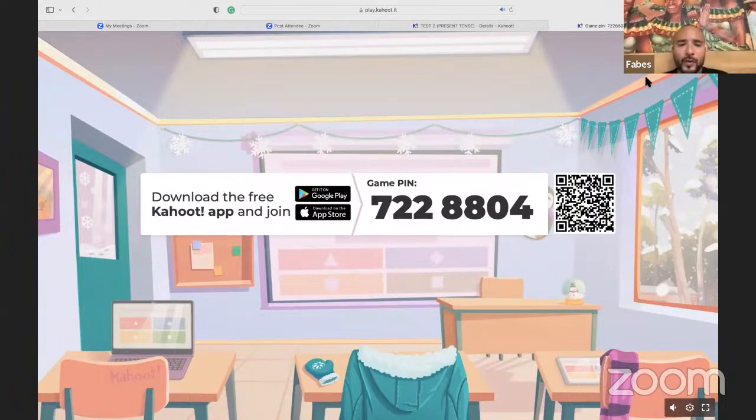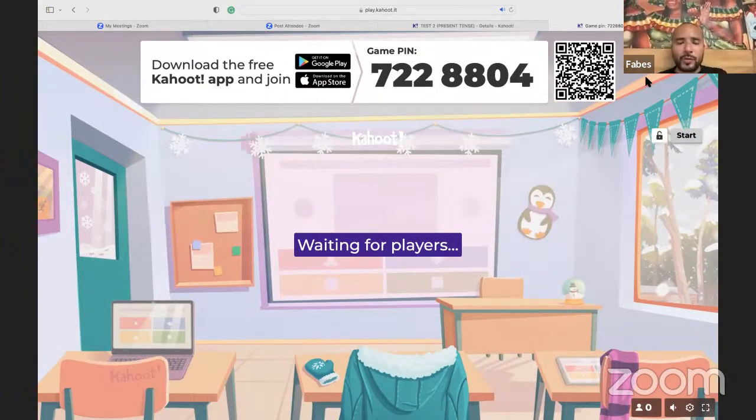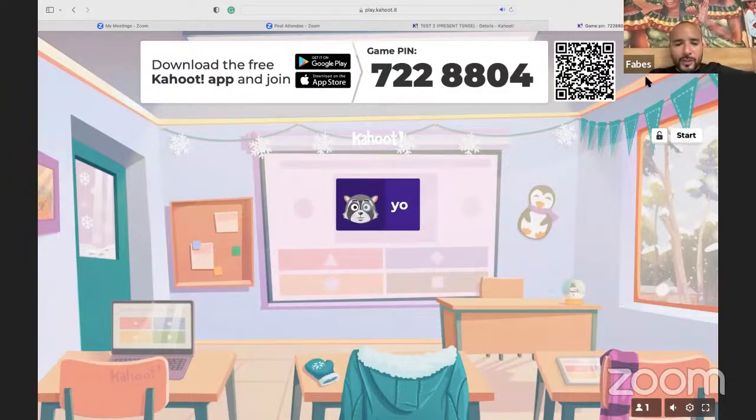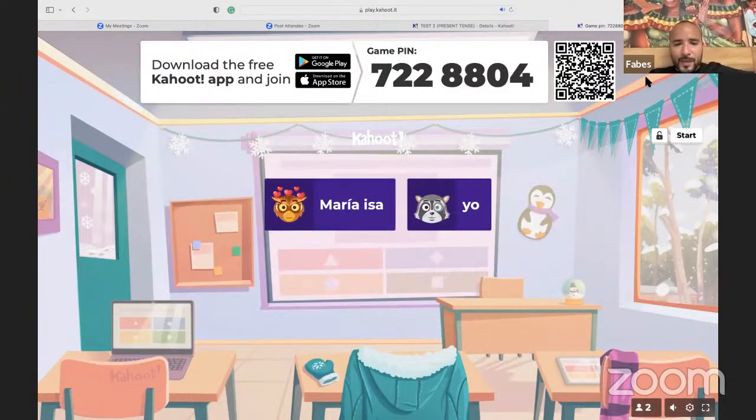And now you can join either with a QR code or by going to your app or by going to kahoot.it and then introducing the game pin and then your name. Or you can just simply use the QR code. Joy is in. Maria is in. Oh, these guys are fast, huh?